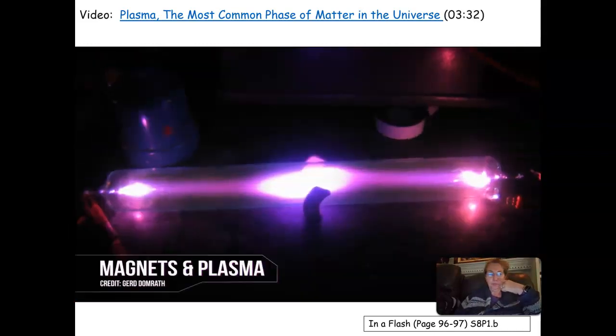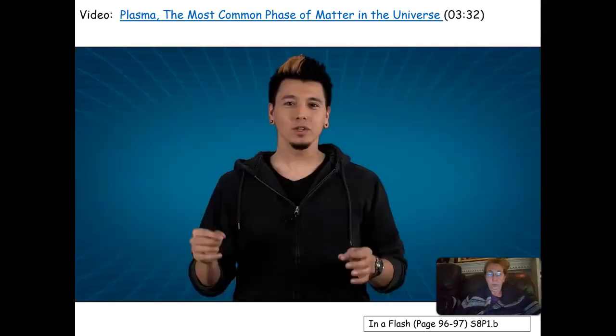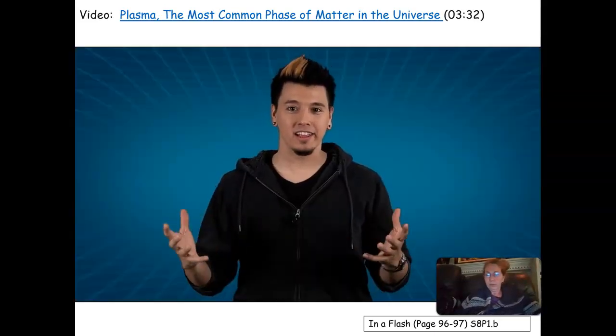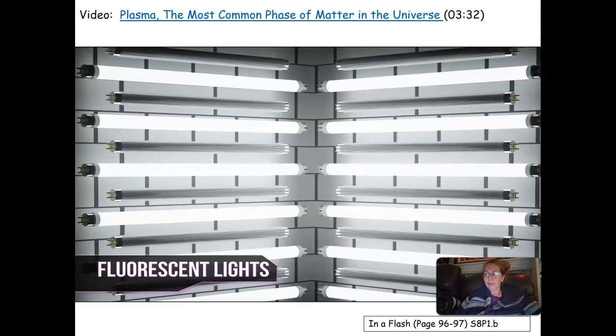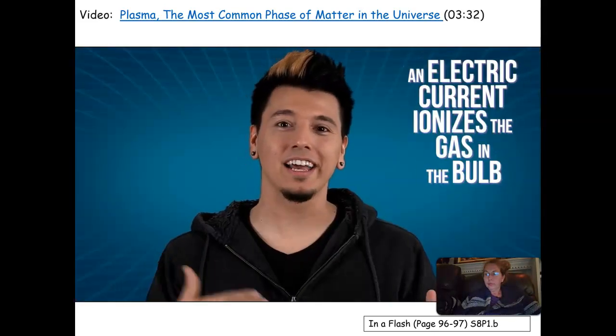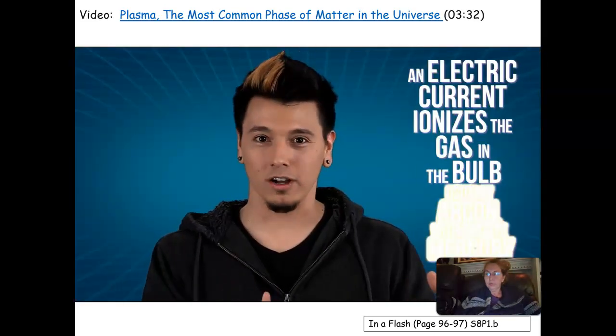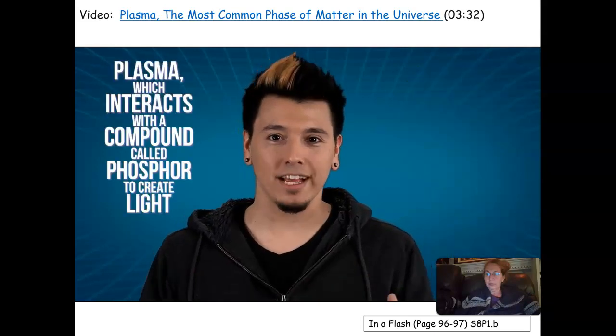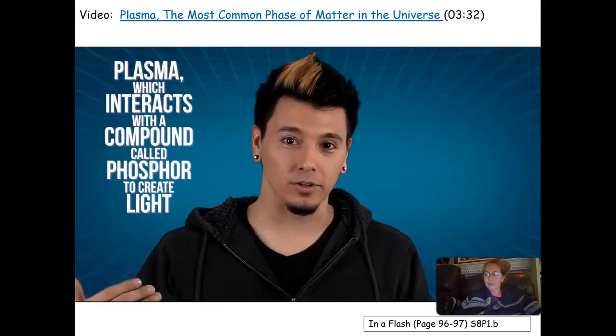Researchers often use this when they're trying to control the stuff, to study it. But we also use plasma all the time in our everyday lives, like in fluorescent lights. When you turn on a fluorescent light, an electric current ionizes the gas in the bulb, usually argon with a little mercury, and it becomes plasma and interacts with a compound called phosphor to create light.